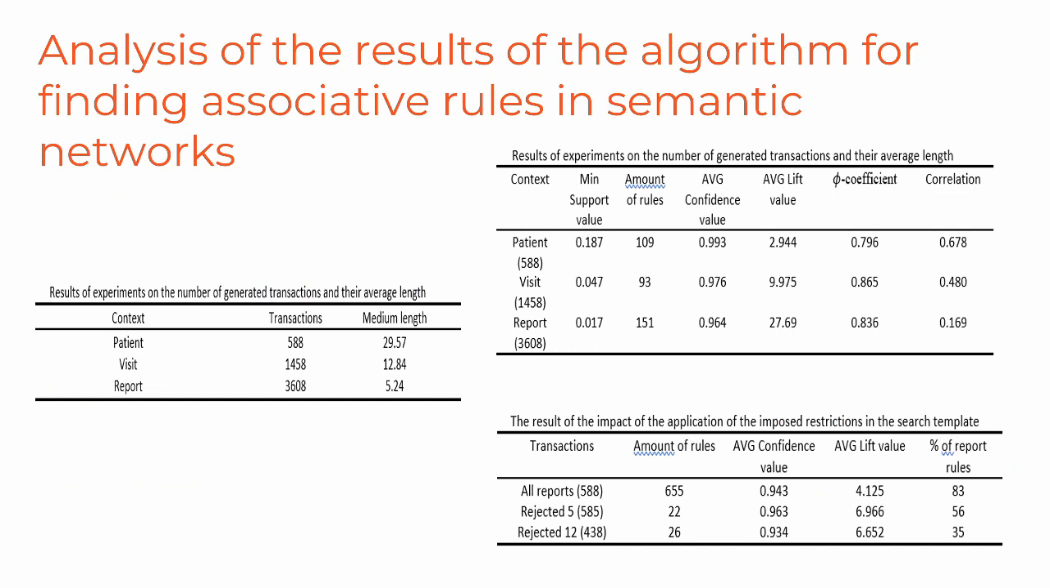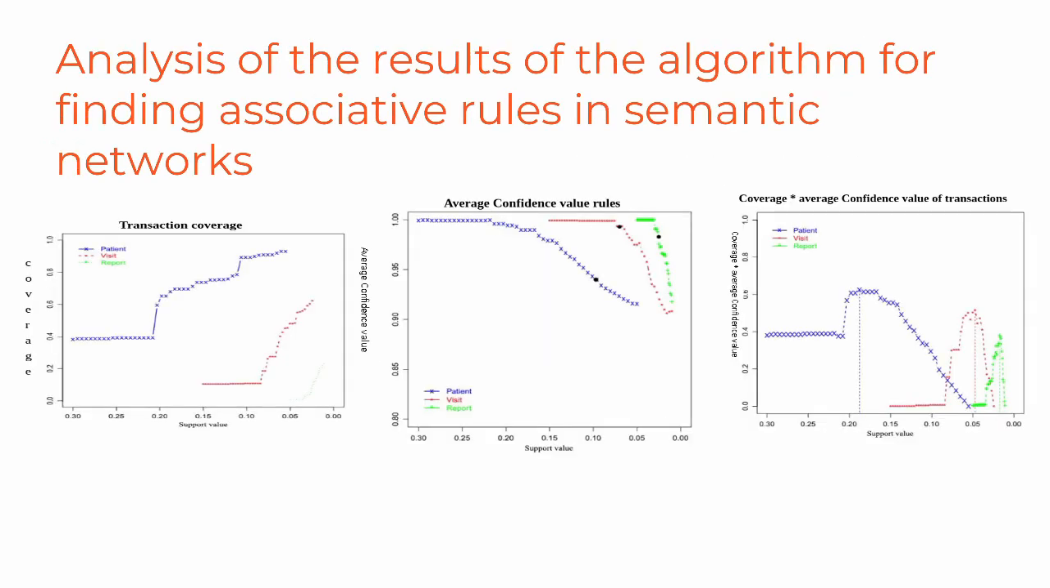Analysis of the results of the algorithm for finding associative rules in semantic networks. Here we can see tables with results: results of experiments on the number of generated transactions and their average length, the result of the impact of the application of the imposed restrictions in the search template. Also transaction coverage, average confidence value of generated rules, and coverage multiplied by the average confidence value of transactions.